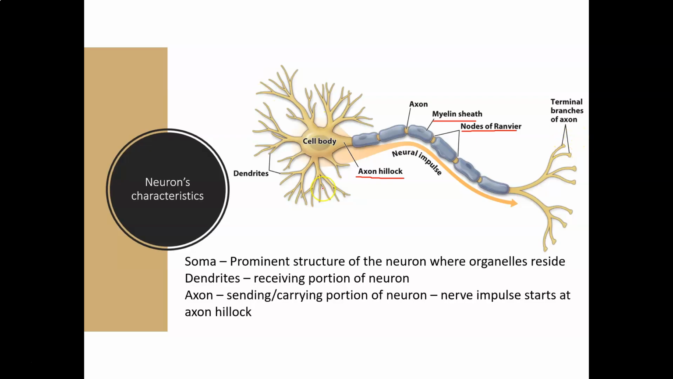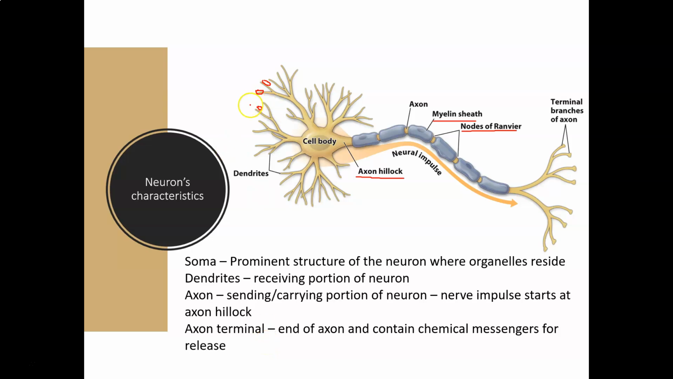So if this neuron's dendrites had neurons communicating with it, you would see axon terminals from other neurons coming very close to the dendrites, or the branches of this neuron's dendrites. Lastly, as I mentioned, the axon terminals contain chemical messengers that are then used to communicate with other receiving neurons, or dendrites of other neurons.